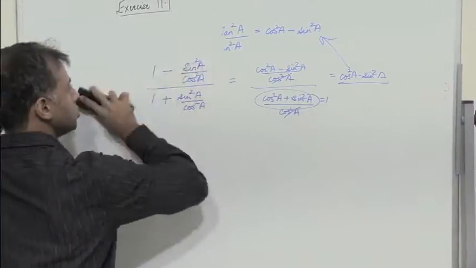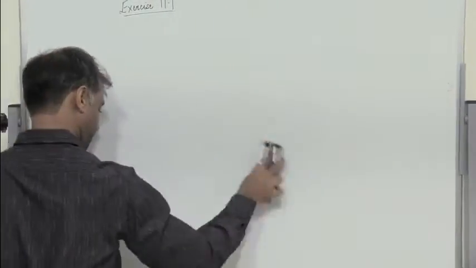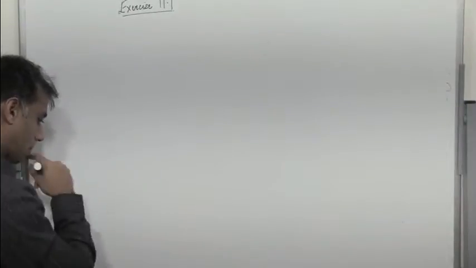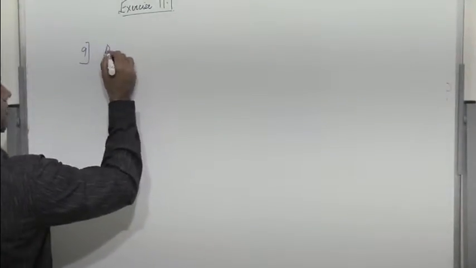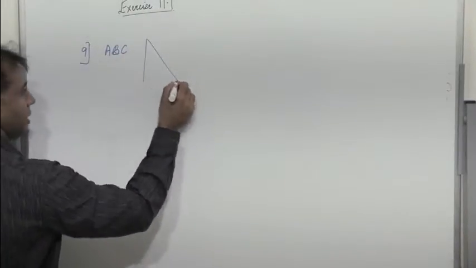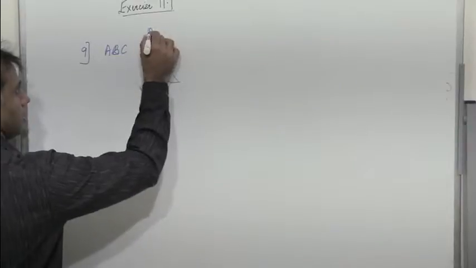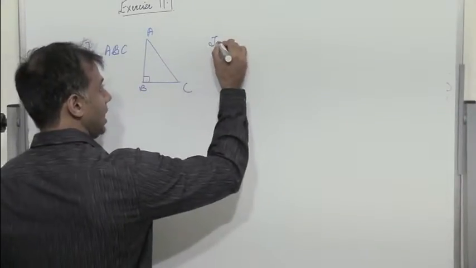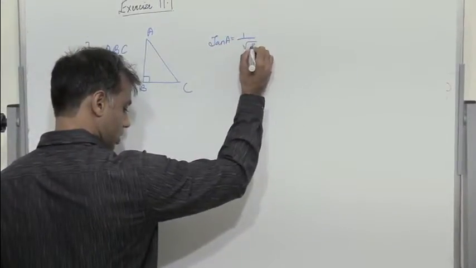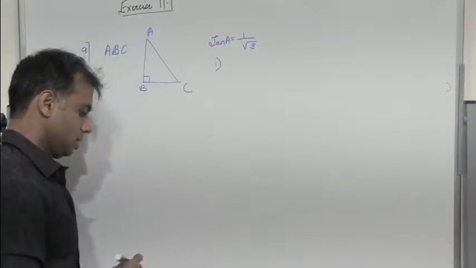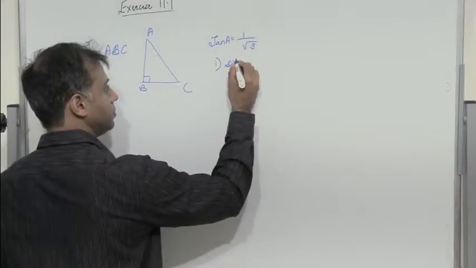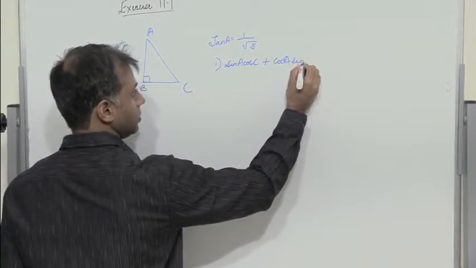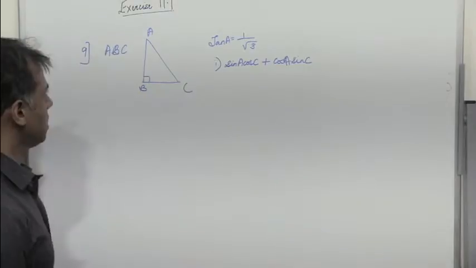So now let's move on to the next problem. Here, ABC is right angled at B. Find the following. If tan A is 1 by root 3, I need to find sine A cos C plus cos A sin C. Okay, this is the first one. We'll see the second one later.